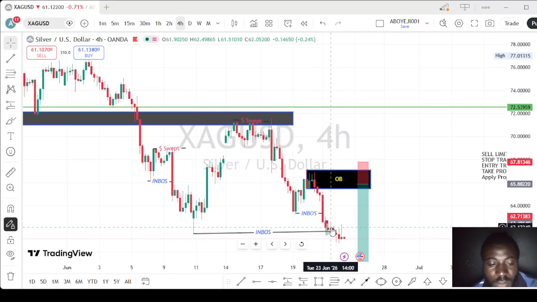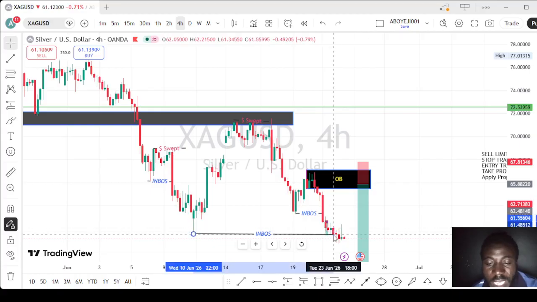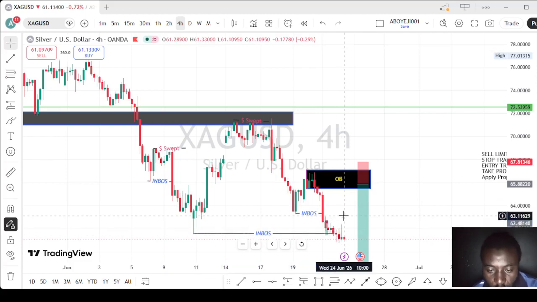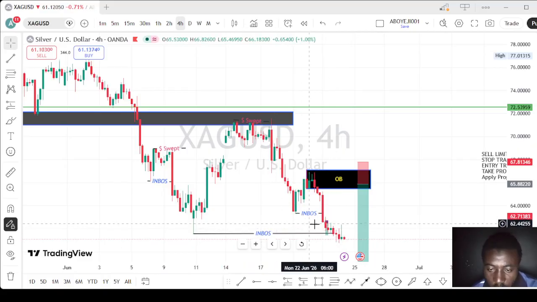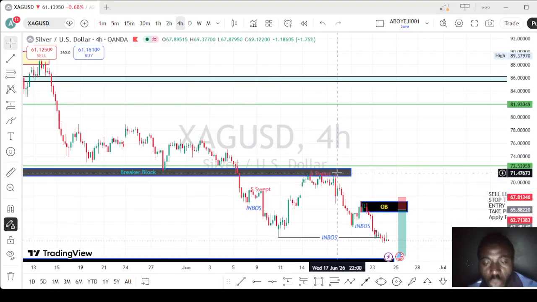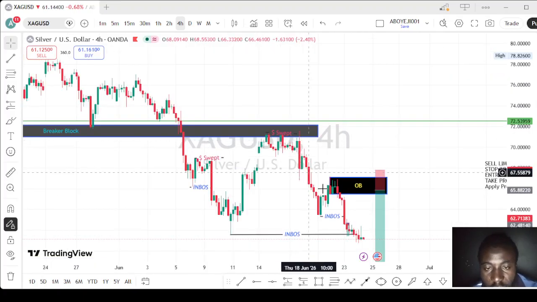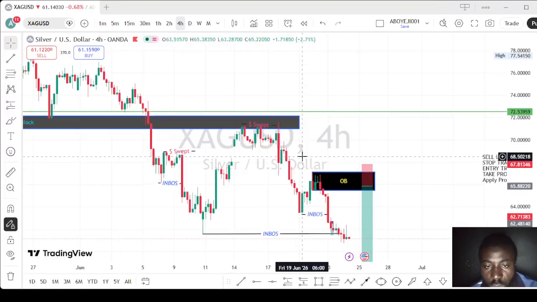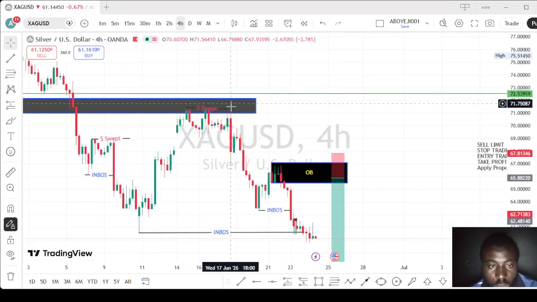But on 4 hour time frame, if the market has mitigated a breaker block once, it will not return. It's not useful the second time. So breaker block is used once, and you can see the market has reset it once, so we are not coming back to take an opportunity here.